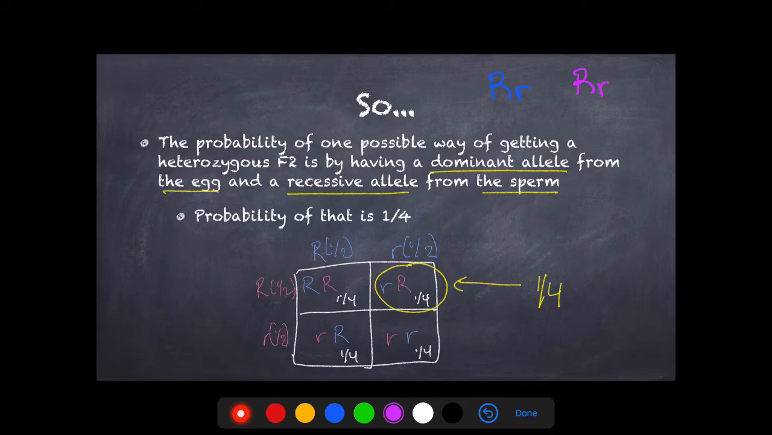And then the allele from the egg that it could possibly give us, okay? Now, when I have this, like I said before, the sperm can only give me one of the two. So it can only give me a big R or a little r. The egg can only give me a big R or the little r, right? But in this case, one possible way that I can have a heterozygous F2 is if the dominant allele comes from the egg, and if the recessive allele comes from the sperm. So when I combine these together, it's going to look like this.